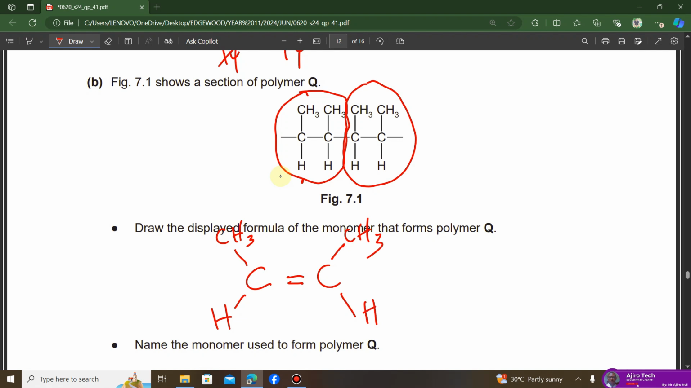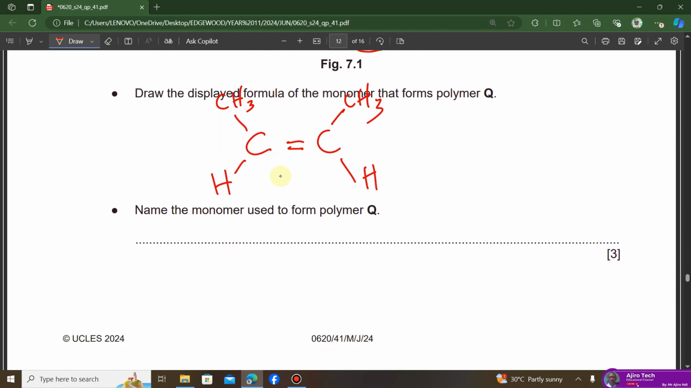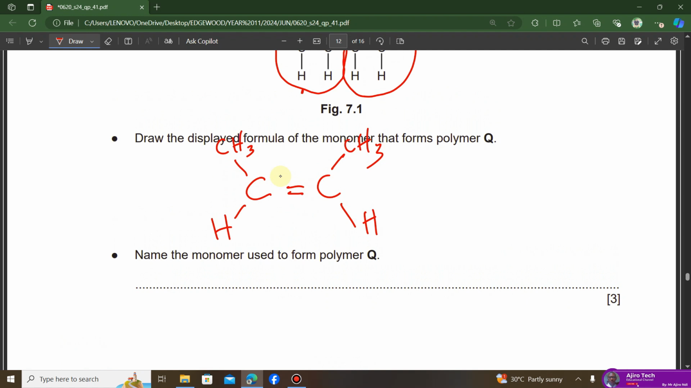So like we said earlier, know what unit is being repeated, pick that out. Since you are dealing with only carbon and hydrogens, it is an alkene, so it's an addition polymer. So all you just need to do is to put a double bond in between the two carbons, remove these continuation bonds, and then attach all the atoms that should be there. All right. Now the next one says name the monomer used to form polymer Q.